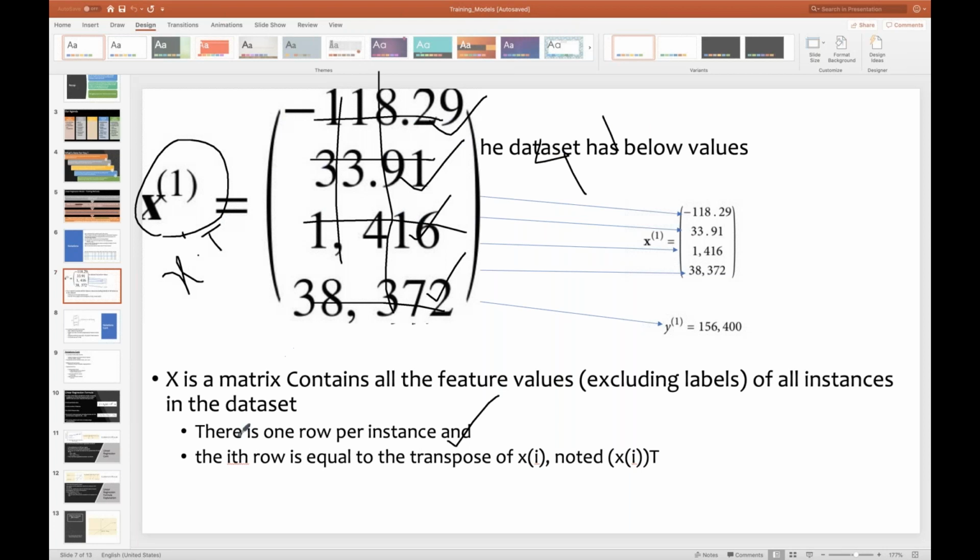Now, the ith row is nothing but, here I'm talking about first iteration x of 1. If you talk about x of i, when you are working on the ith instance, that is equal to transpose of x of i. Transpose of x of i is nothing but x of i into t or x of i dot t.